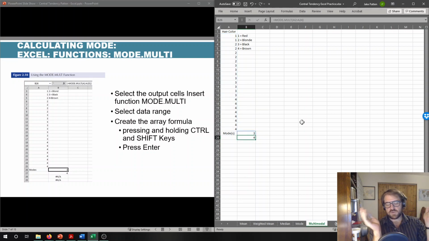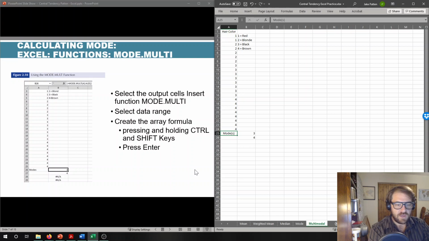And there. So what's really cool about this is it will put down in a row all of the modes that there are. So potentially it'll go all the way down if there were a ton of modes. But here we've got 3 and 4 as our mode. And it tells us that. Now, what happens if we change this to 1? 4 disappears. So you can use mode.mult even on a unimodal data set, and it'll return just one mode, but if you have multiple modes, it will also tell you.